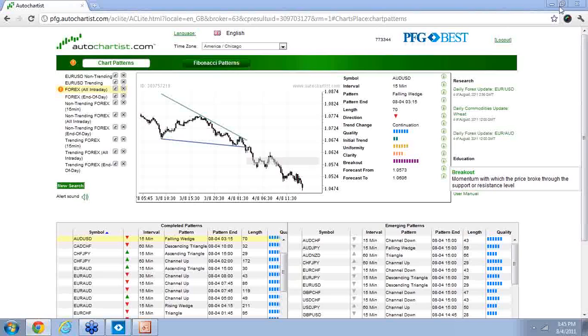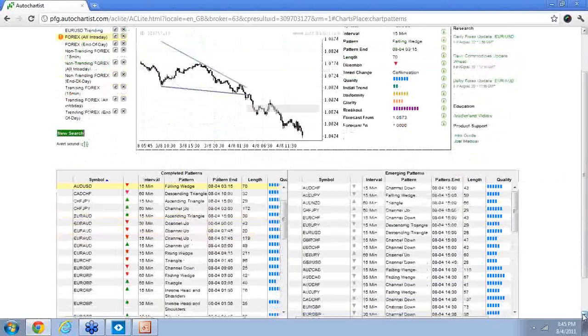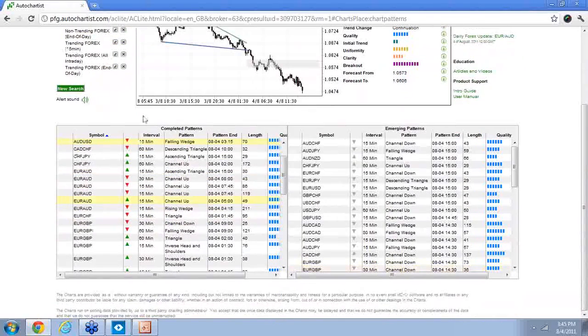Okay, now that being said, we're going to take a look at the rest of this platform. As we go down the screen, we'll see that we have on the left the completed patterns and on the right the emerging patterns. What I'm going to do is look at emerging patterns first, because I think that the markets start out with emerging patterns. In other words, they give you an idea of what can happen in the marketplace.